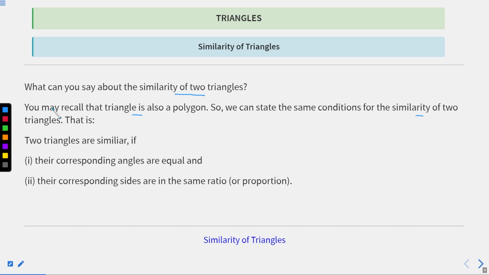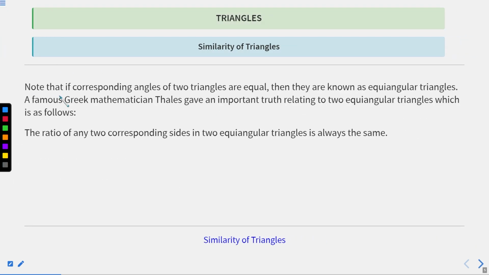For two polygons, we have seen the definition of similarity. In that case, two conditions must hold: number one, their corresponding angles are equal, and their corresponding sides are in the same ratio. So the same condition applies for the similarity of two triangles. That is, two triangles are similar if their corresponding angles are equal and their corresponding sides are in the same ratio, or proportion.